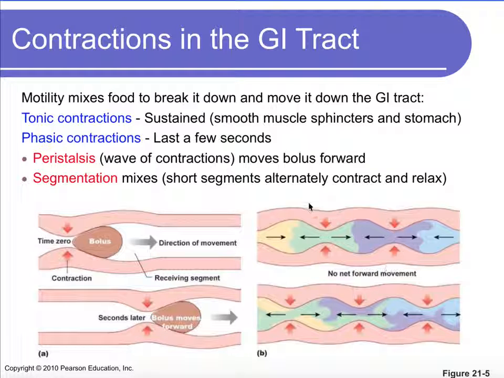Then we have segmentation or segmental contractions. These are found, for example, in the intestines. And the purpose of segmental contractions is to mix the contents. So this is a great example. Here we have a tube that's filled with different color paint. And if we want to mix the contents, one way to do that is just to contract different segments of, in this case, let's say this is the GI tract. We're just going to contract different segments. And as you contract different segments, the contents get swirled around and mixed together.